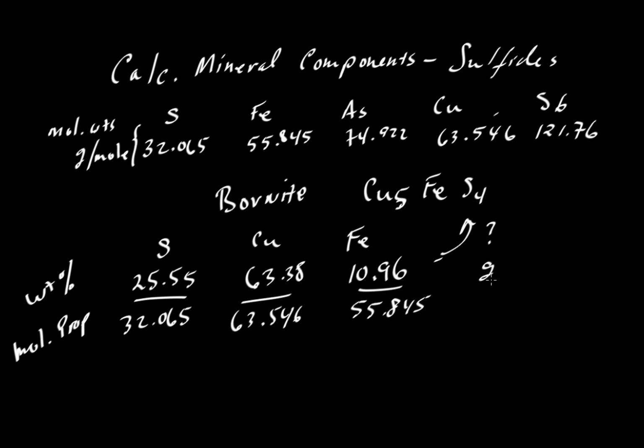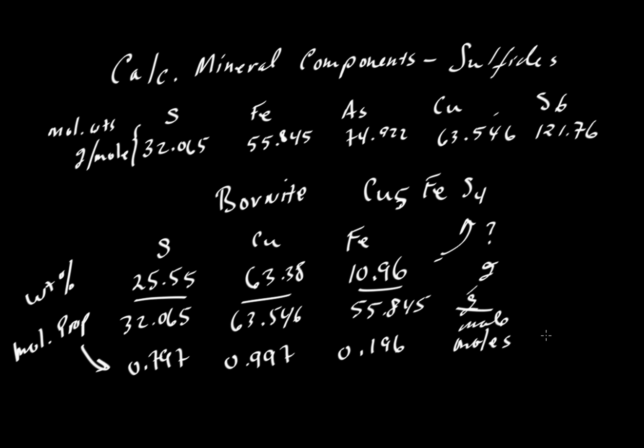So these values in the numerator are in weight percent. We can call them grams if we like, it doesn't matter what the units are, but if we let them be grams, that means if we had 100 grams, then 25.5 grams would be sulfur, etc. And then if we divide by grams per mole, the grams will cancel and the 1 over mole becomes moles. So the numbers we get here, these mole proportions, would be this. We'd get 0.797 for sulfur, 0.997 for copper, and then 0.196 for iron. That would be in moles. Now we'll call them a mole proportion because they do not sum to 1. They sum actually very close to 2, about 1.99.